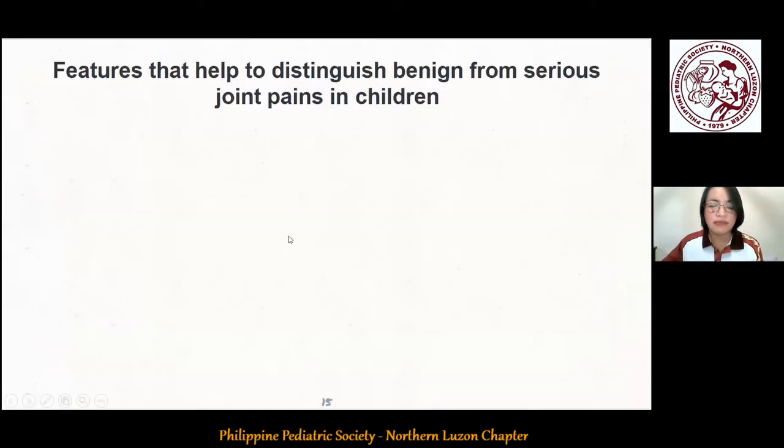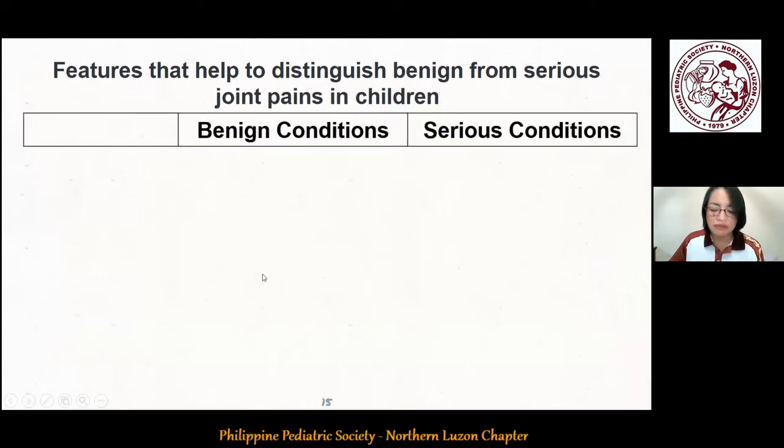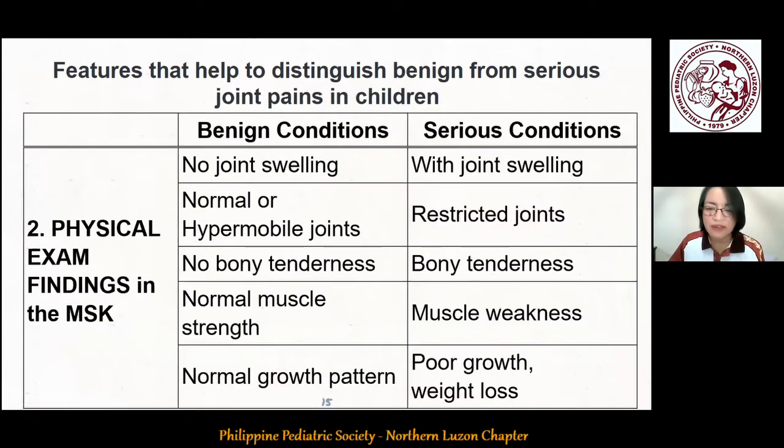So features that help to distinguish benign from serious joint pains in children. Again, this is only a guide. So benign conditions such as growing pains have completely normal physical exam findings. In benign hypermobility syndrome, aside from the hypermobile joints, all other PE findings are normal. As compared to serious conditions where there may be swelling, there may be restrictions or contractures, there can be bony tenderness, muscle weakness, as well as muscle wasting and subsequently growth abnormalities. Okay.